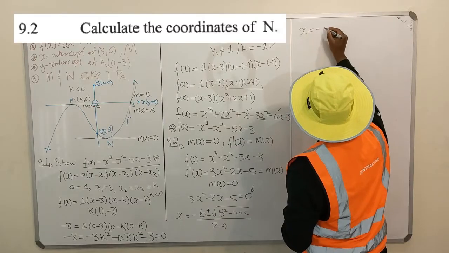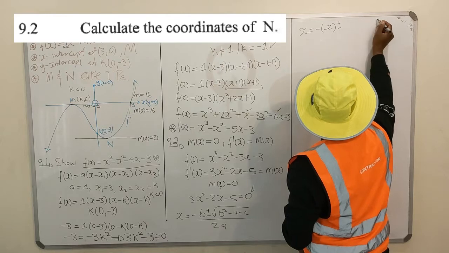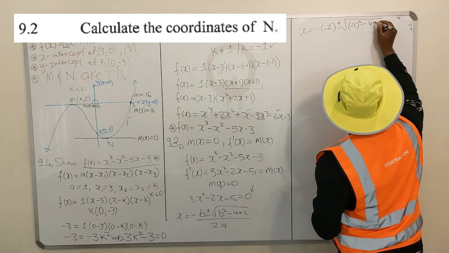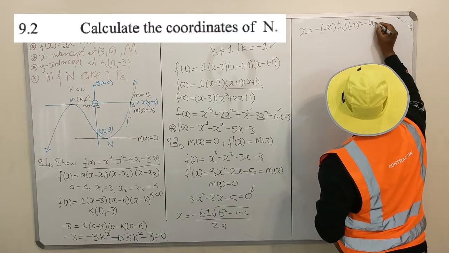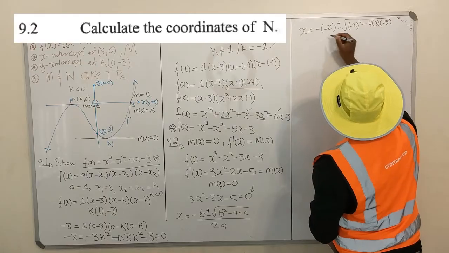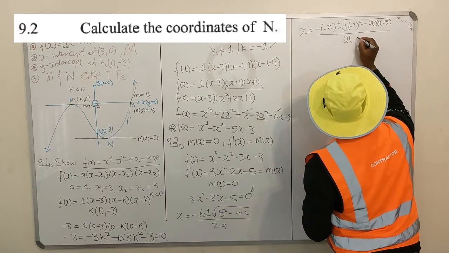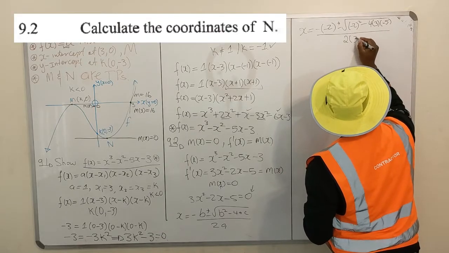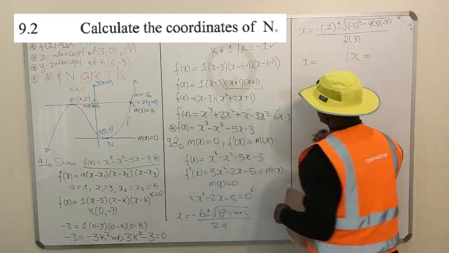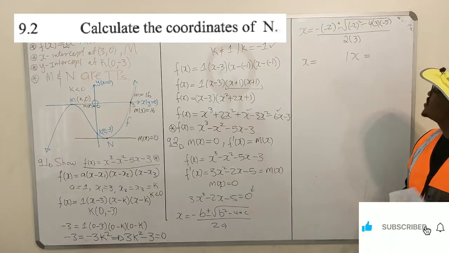x is equal to negative b. What is b? b is minus 2, plus or minus the square root of minus 2 all squared minus 4 into a, which is what? Which is 3. c, what is your c? Is minus 5. All over 2a. What is your a? Your a is 3. So x is equal to... Let's punch that on our calculator and see what we find.